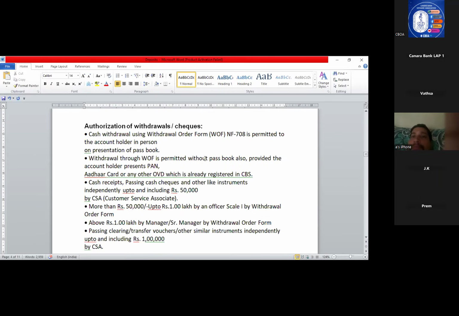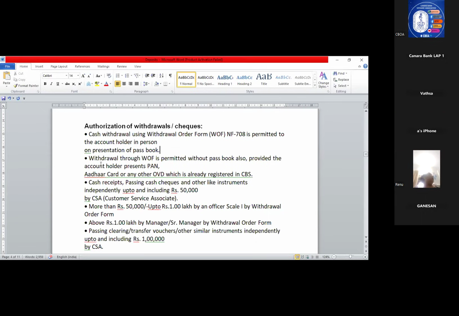Okay. Then authorization of withdrawals and checks. After the latest bipartite settlement, this has been changed. Cash withdrawal order form is permitted to the account holder in person on presentation of the passbook. Without the passbook, withdrawal slip cannot be given. Account holder should come in person, he should submit the passbook for taking the withdrawal. We are supposed to write withdrawal slip issued to so and so. Then we have to write the account number. The customer has to write only the amount and the signature. I don't know how many of you follow this. That is what is given in the manual.